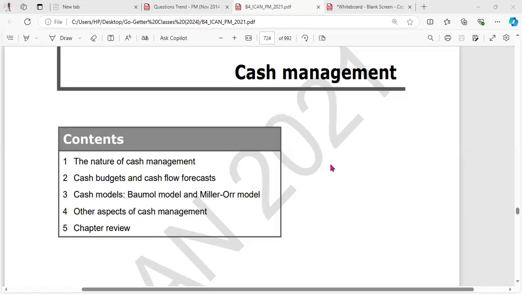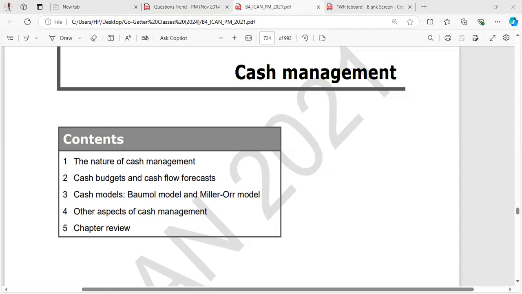We will see cash budgets. Now, this is different from the budget we did when we did variance analysis. This is strictly cash budgets and cash flow forecast. Then we'll look at two models of cash management. One of them is called the Baumol model, and the other one is called the Miller-Orr model. Then we will look at other aspects of cash management.